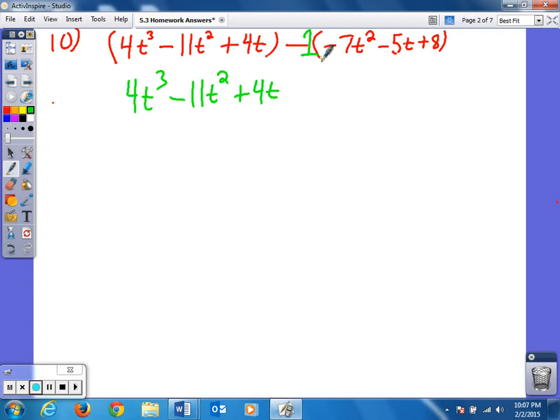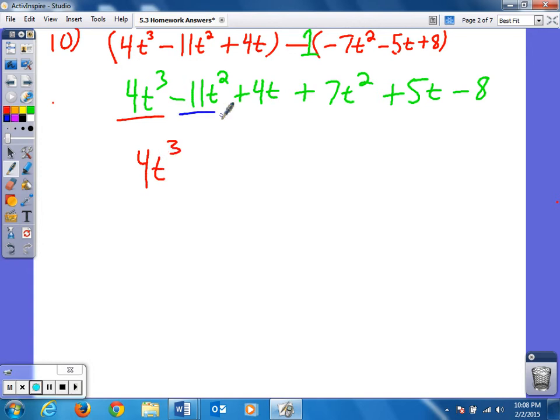So instead of a negative 7t squared, we'll have plus 7t squared. Instead of negative 5t, we'll have positive 5t. And instead of positive 8, we'll have negative 8, or minus 8. Then we can combine like terms. There's only one thing with a t cubed, so we can write that down. Nothing to combine that with.